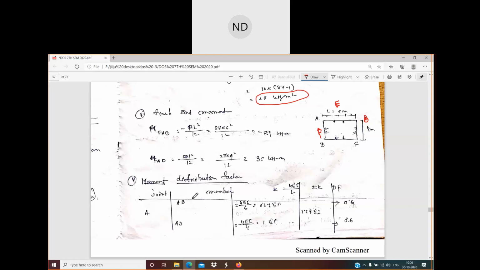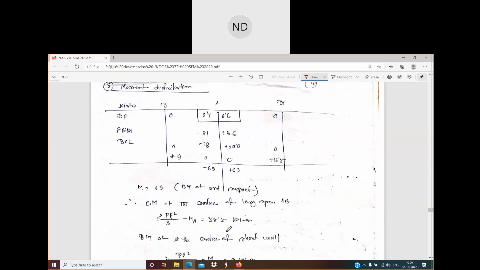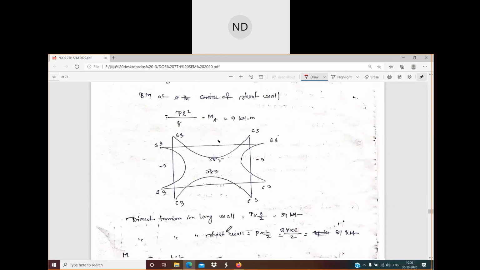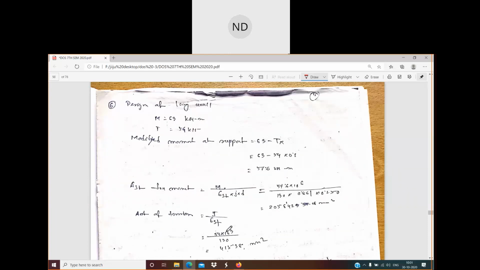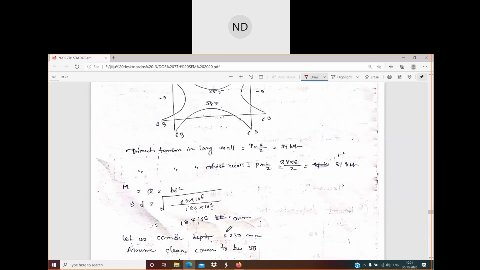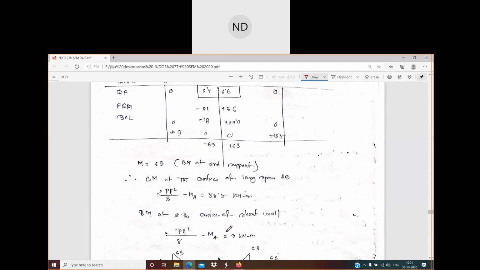Once we have calculated the fixed end moment, we can find the distribution factor and then the moment distribution. These things you have gone through in your analysis also. In this way, we'll find the depth, etc. We will design the long wall, design the short wall, and we will also provide the distribution steel.